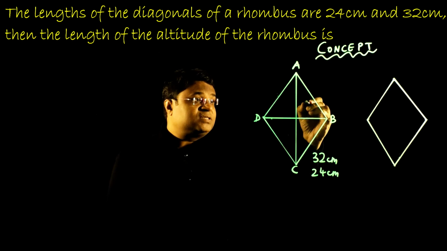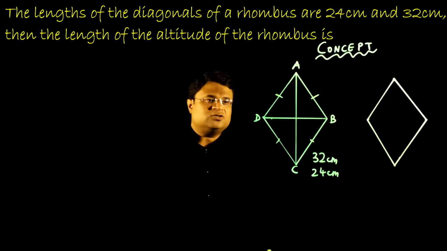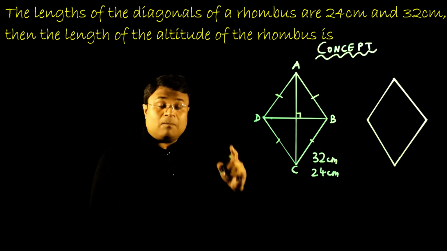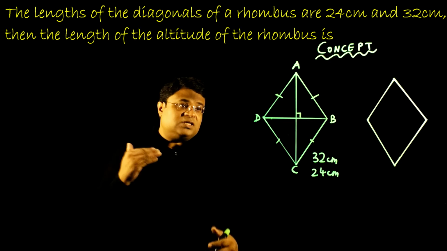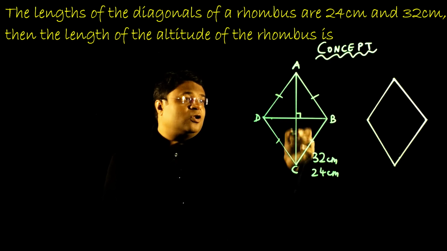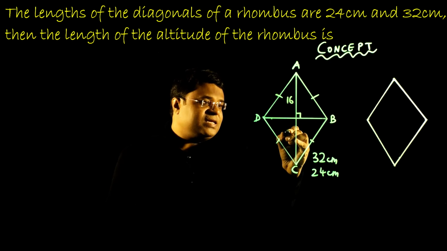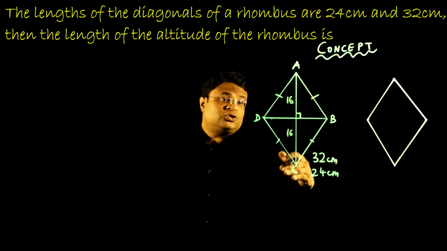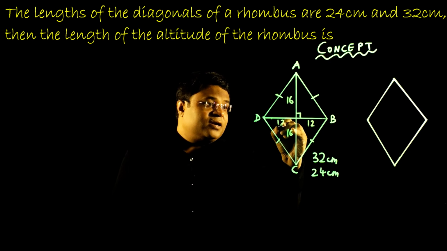that a rhombus is a quadrilateral which has all sides equal, that is obvious. In a rhombus, the diagonals bisect each other at 90 degrees. So you can note down these facts. Once the diagonals bisect each other at 90 degrees, the longer diagonal AC will be 16 and 16. And obviously they bisect each other, so the shorter diagonal will be 12 and 12.